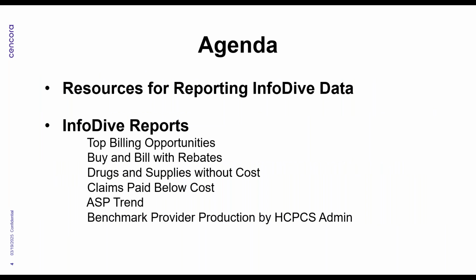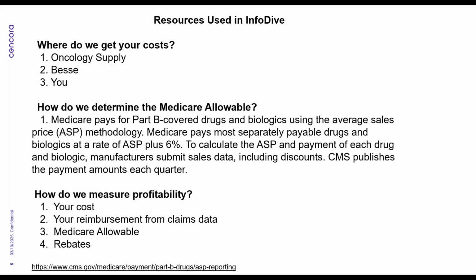Here's our agenda for today. We are going to review the sources that are used for reporting the data in InfoDive, and then we're going to review these reports: the top billing opportunities, the buy and bill with rebates, drugs and supplies without cost, claims paid below cost, the ASP trend, and then the provider benchmark production by HCPCS report. Now, this is not all of the reports that are available in InfoDive, but these are some of the most impactful reports that we want to show you.